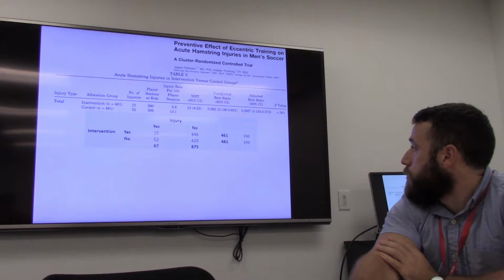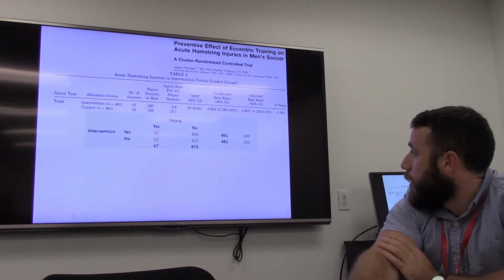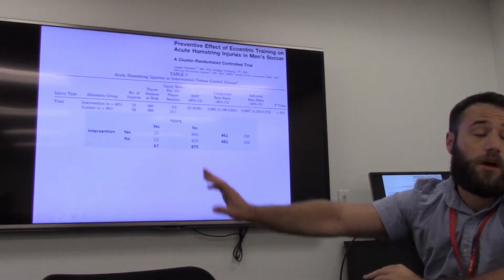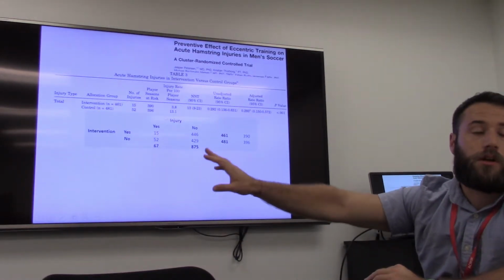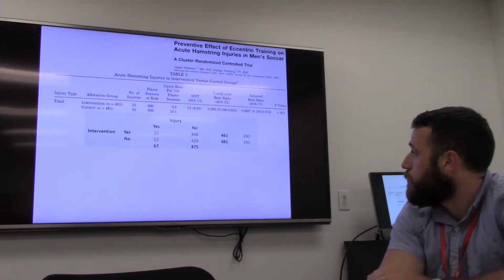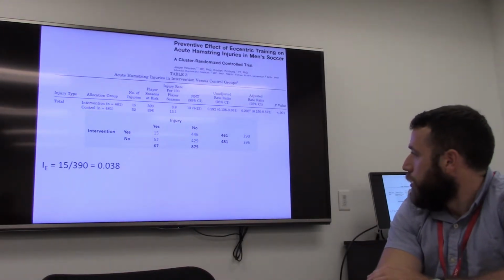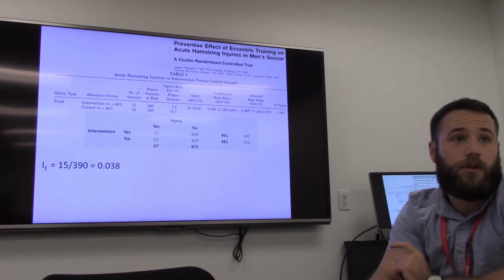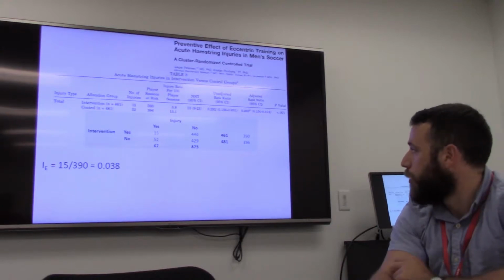For whatever reason, not each player got the full exposure of one season. So in that case, they use the denominator as player seasons at risk. People do this in a number of different ways, so you've got to figure out how they calculate their denominator. There's no standardized way of doing that in sports medicine. So you're right, that's the incidence of a hamstring injury in the players who are exposed to the eccentrics training program.